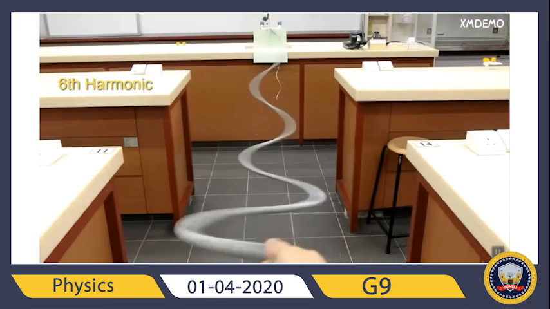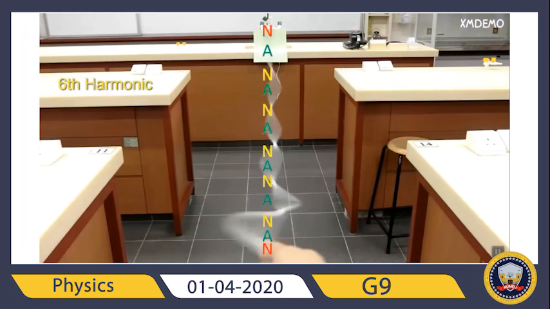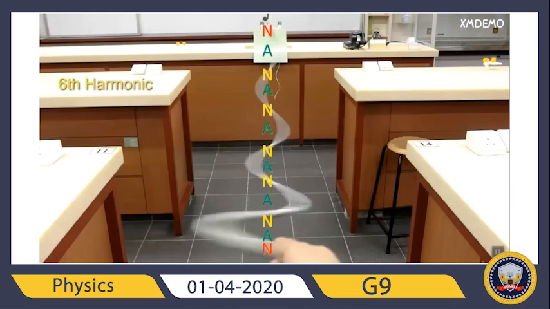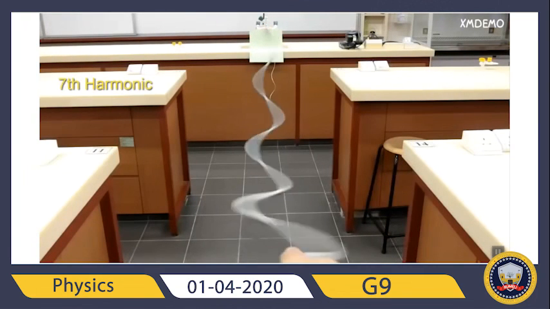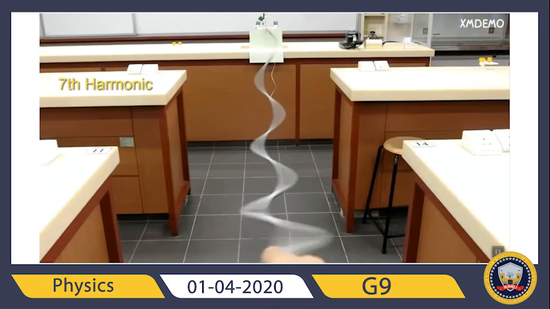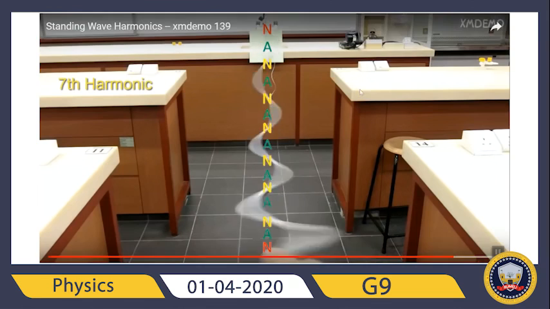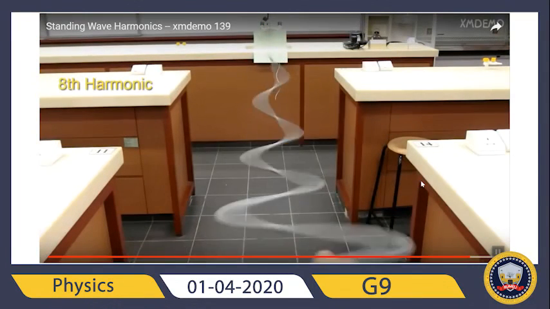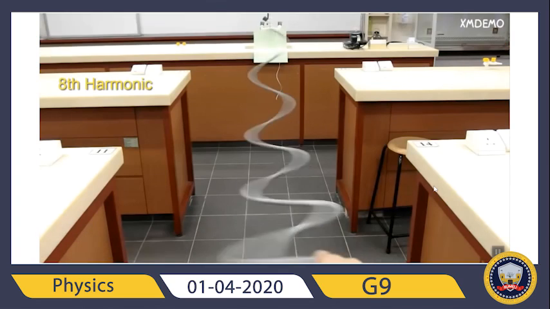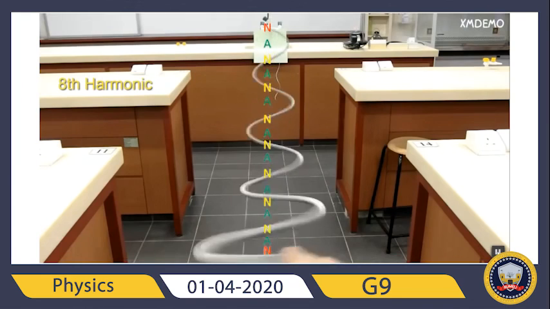Faster. Now they became 6. Again, now 7, it becomes faster. So the number of vibrations increases, so the frequency increases, and now it becomes 8. More and more fast. So this kind of wave is called a standing wave.